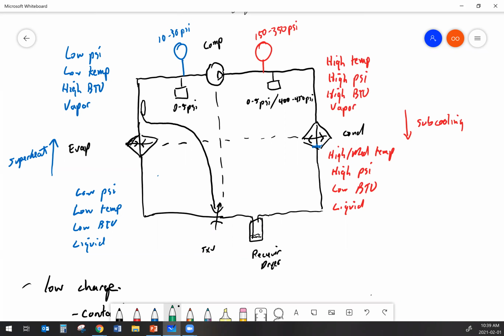So when you've got a problem like this, check and see if you've got airflow through your condenser. Check and see if you've got any subcooling. Another thing you may notice, if there's a sight glass on the receiver dryer, you're going to see bubbles in there.